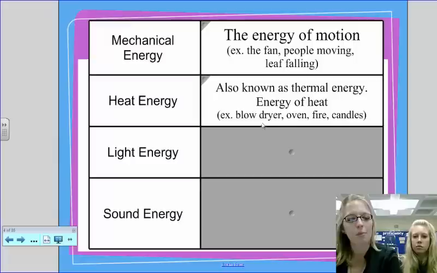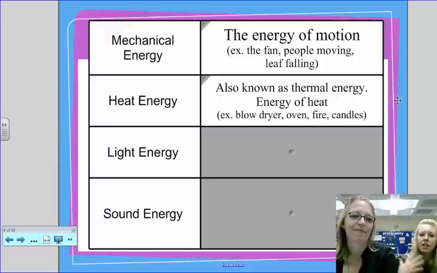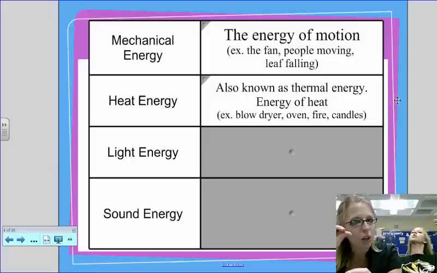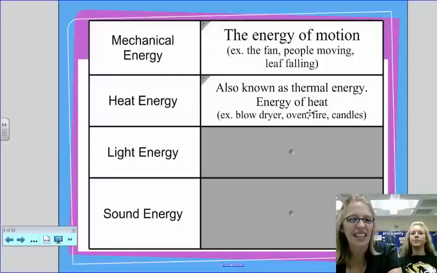Here are examples: a blow dryer, oven, fire, candles. You give off heat too. That's why when it's really cold outside, or when you are in a car that's cold, your breath and your body heat fog up the windows. So technically, everything has thermal energy. Even an ice cube has a very minuscule amount. It just feels very cold because it doesn't have that much heat. Minuscule means small, teeny tiny.